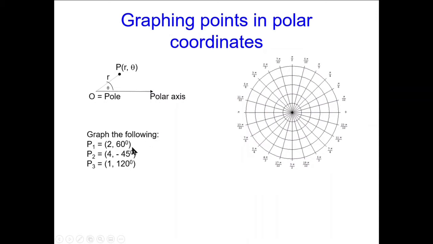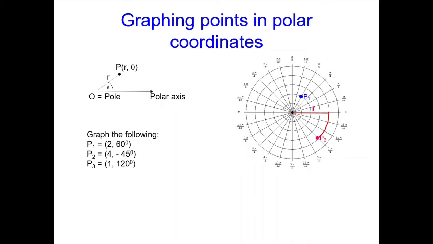To graph a point, let's just start with (2, 60 degrees). What we'll do is go out 2 on that polar axis, and then go around 60 degrees, and then we plot our point. To graph (4, -45 degrees), we will go out 4. Now we're going to go negative 45 degrees, so that'll be going down, in other words, clockwise 45 degrees, and I plot my point.